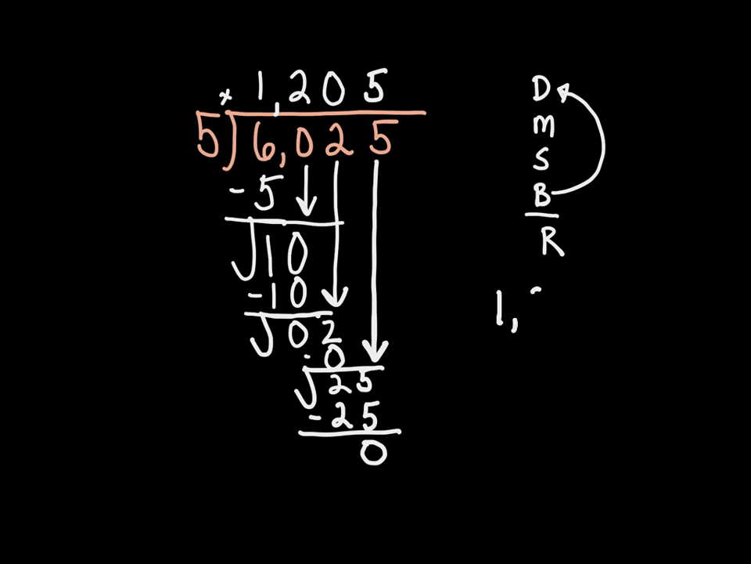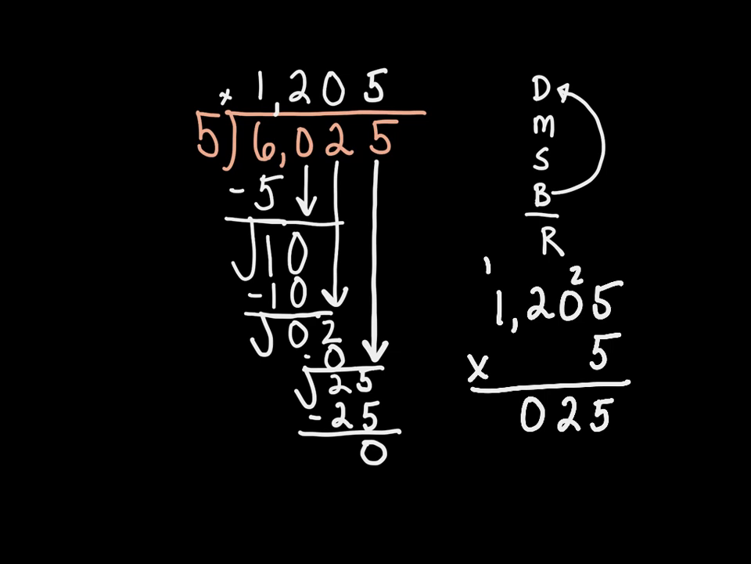So when we check, we take our quotient, the answer, and we multiply it by the number that we're dividing by. 5 times 5 is 25. Carry the 2. 0 times 5 is 0 plus 2 is 2. 2 times 5 is 10. Carry the 1. 1 times 5 is 5 plus 1 is 6. 6,025. We get a big, fat, green check.